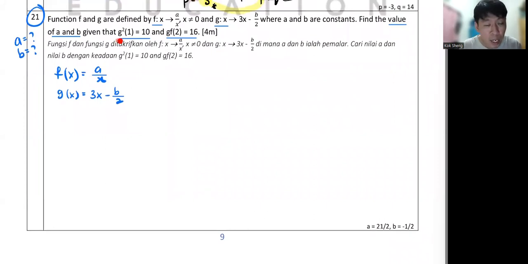Okay, the first object image given, g squared 1 equals to 10. So first thing, g square, I think all of you know. GG, double G. GG1.